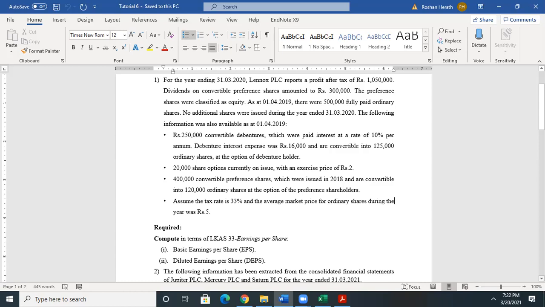400,000 convertible preference shares, which were issued in 2018, the convertible preference shares you referred to earlier, are convertible into 120,000 ordinary shares at the option of the preference shareholders. The applicable tax rate is 33%, and the average market price for ordinary shares during the year was rupees 5. Then you are supposed to calculate the basic earnings per share and the diluted earnings per share.